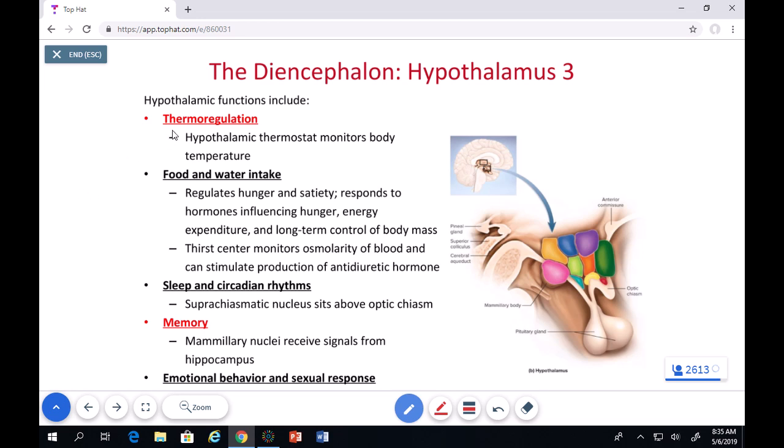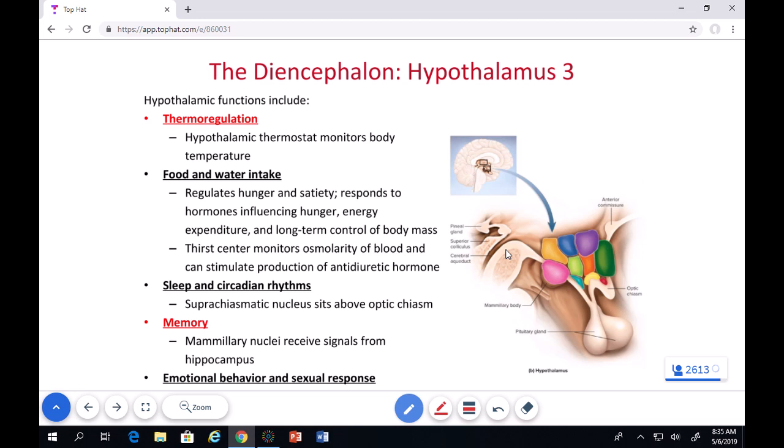So I'd already emphasized thermoregulation. Our hypothalamus is also going to regulate the formation of short-term memory and conversion to long-term memory. The hippocampus is a separate structure typically associated with the limbic system, and our hypothalamus will take the short-term memories of the hippocampus and help to convert those short-term memories into long-term memories.